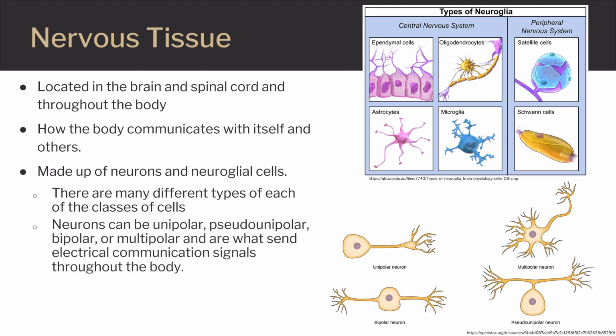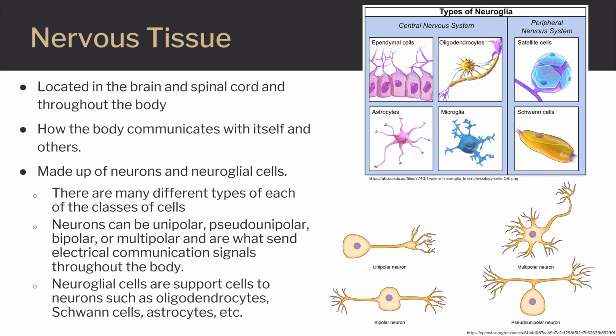Neurons can be classified structurally as unipolar, pseudo-unipolar, bipolar, or multipolar, and they are what send electrical communication signals throughout the body. Neuroglial cells are support cells to neurons, and they include cells such as oligodendrocytes, Schwann cells, astrocytes, and many others.